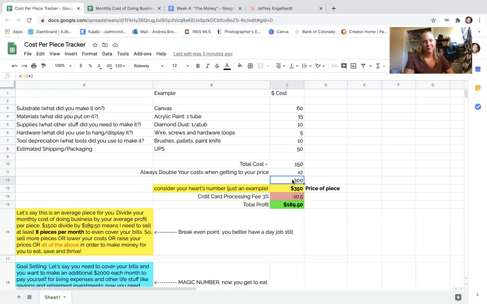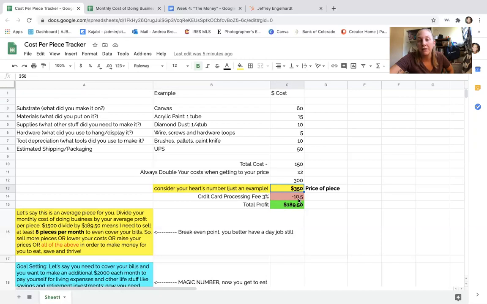But realistically, did it take you 20 hours and you're charging $100 an hour plus materials? I mean, if you're a high level museum artist, you know, you could charge like that. So let's just say, for instance, my heart's number says it's worth $350. Cool. Now, if I sold it for $350, I would have to pay credit card processing fees on that, somewhere around 3%.